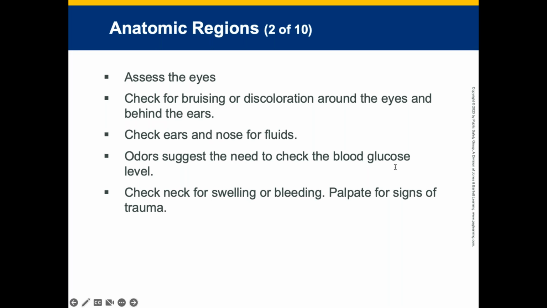Odors such as a strong alcohol or fruity odor suggest the need to check a blood glucose level. What would cause the fruity odor? A high blood sugar. Matt O'Connor said diabetic ketoacidosis. Correct. But what does that smell come from? It's from all the ketones being burnt off. Absolutely, right? Then we're going to start seeing Kussmaul respirations because they're trying to blow off their gases, right? That's what's going on here.